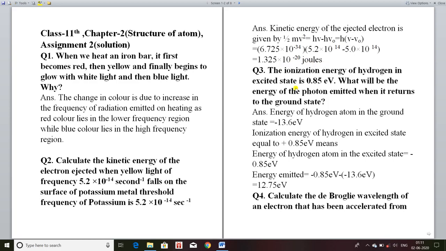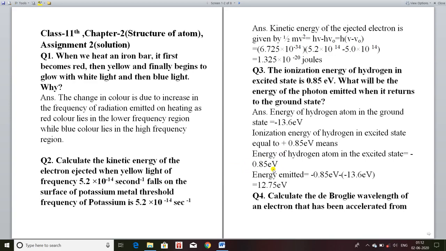Question number 3. The ionization energy of hydrogen in excited state is 0.85 electron volt. What will be the energy of the photon emitted when it returns to the ground state? Now, energy of the hydrogen atom in the ground state is −13.6 electron volt. Ionization energy of hydrogen in excited state is 0.85 electron volt according to the question. It means that energy of hydrogen atom in the excited state is −0.85 electron volt.